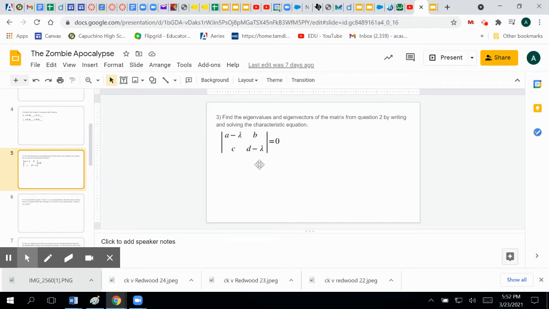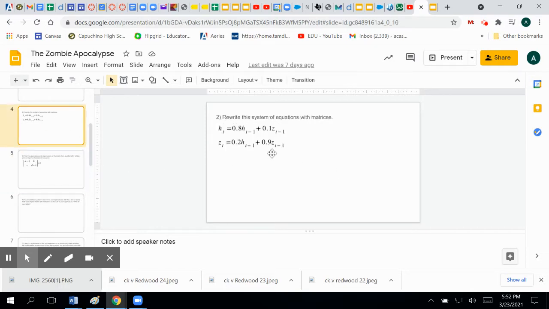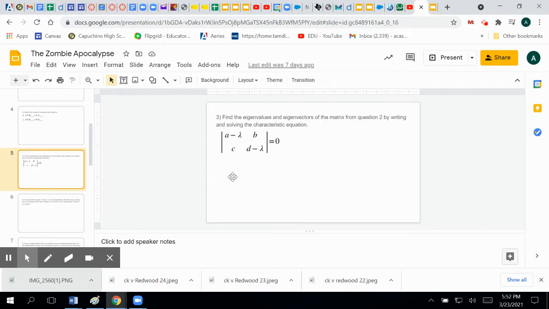And we're going to use this equation. The characteristic equation is the name for this equation. It is asking you to find the determinant of this matrix, where you are just putting in a minus lambda to the A and the D from the matrix that you made on slide 4, question 2. Then when you find the determinant, you want it to be equal to 0, and then you're going to be able to solve it. So I'm going to help you with that first.